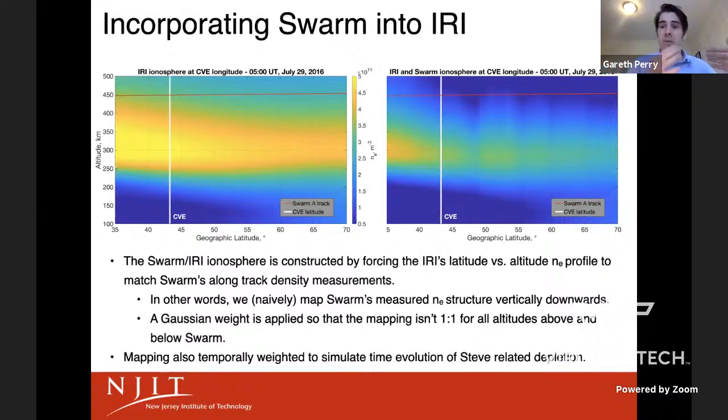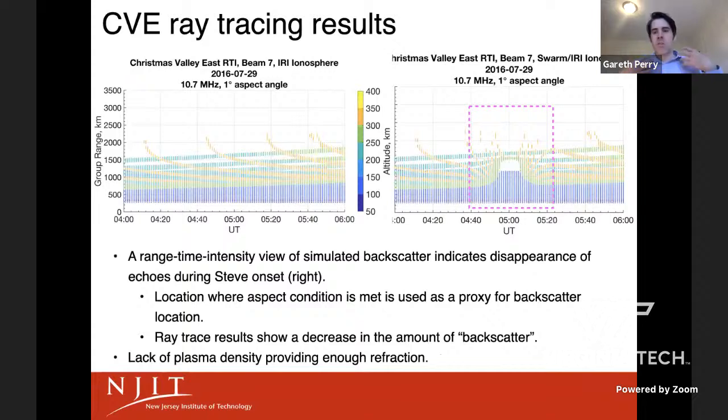just to see if we could recreate this disappearance of echoes, using IRI as a start, a fade into what Swarm was seeing, and then a fade back to what IRI was seeing, to see if the propagation conditions actually did recreate this echo disappearance. So we run the ray tracer, and we assume that there's irregularities everywhere, and we just look for where the rays meet the aspect angle conditions. So that's where the wave normal is at right angles with local B, and wherever that occurs, we would just say there's an echo occurring.